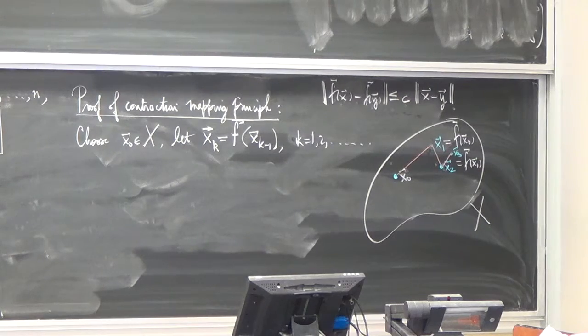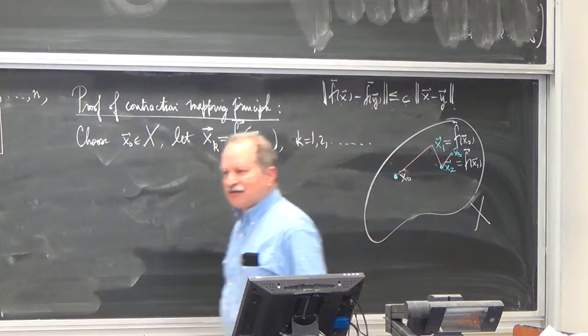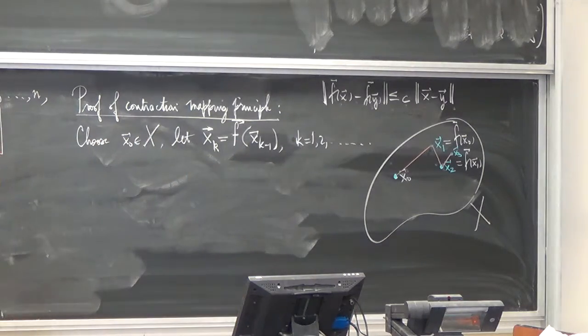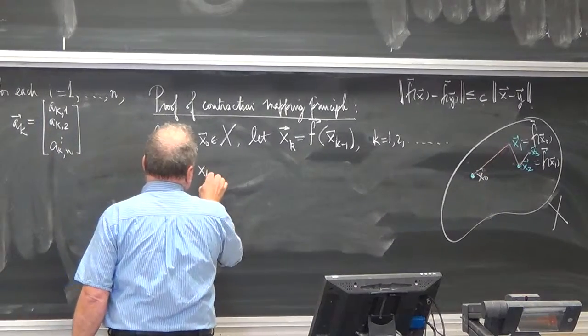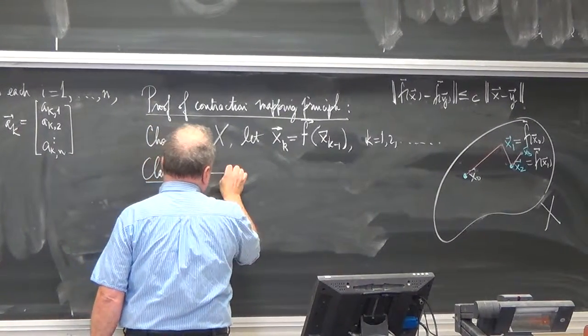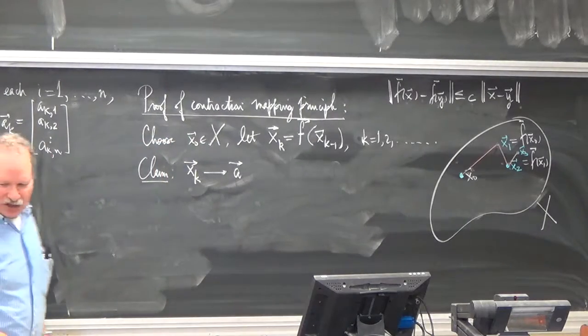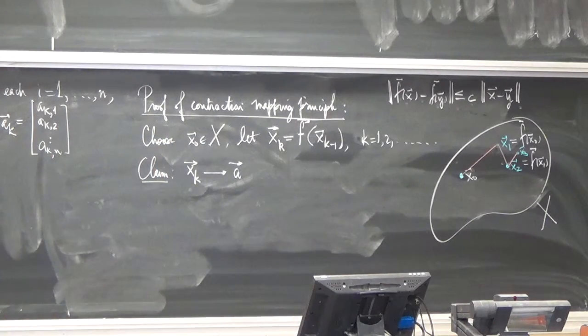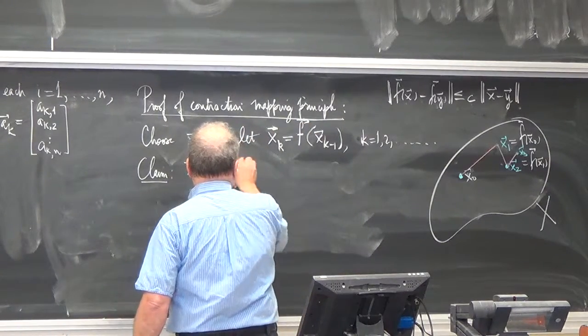What do we want to claim about this sequence of xk's? You want to claim it's converging. So the claim is that the sequence xk converges to some point. Maybe I won't call it A, just because of the other A's. Let's say Q.